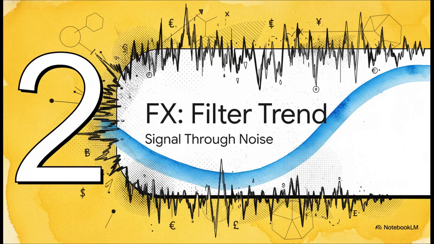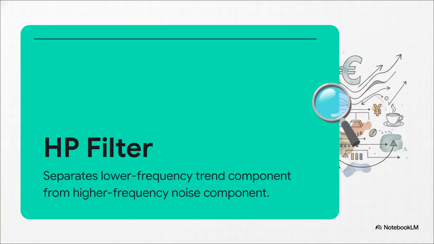Section 2. FX. Filtering the trend, signal through the noise. If you've ever looked at a chart of FX spot rates, you already know they are notoriously noisy. They bounce around constantly. To actually find the signal in all that noise, quants use what's called the Hodrick-Prescott, or HP filter. Now, I know the math looks a little intimidating on screen, but let's completely de-jargonize it.